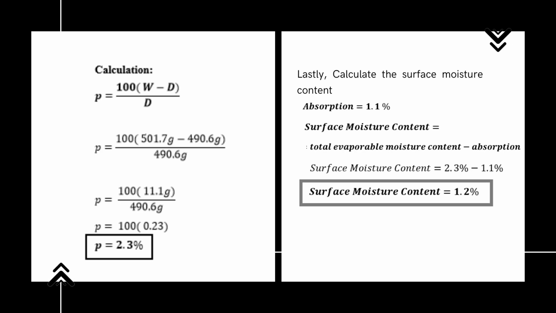And lastly, calculate the surface moisture content. Ito yung moisture na nakaka-apekto sa concrete mixture natin. So, let's say na yung absorption natin is 1.1%. So, ang formula natin is total evaporable moisture content minus the absorption. So, yung nakuha nating moisture content is 2.3. So, yung absorption natin is 1.1. Ima-minus na natin siya. So, makukuha natin yung 1.2 na moisture content.